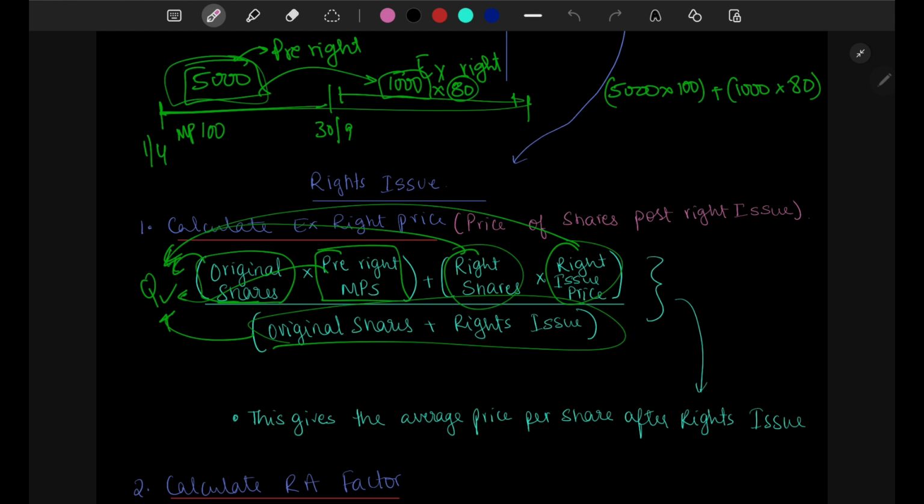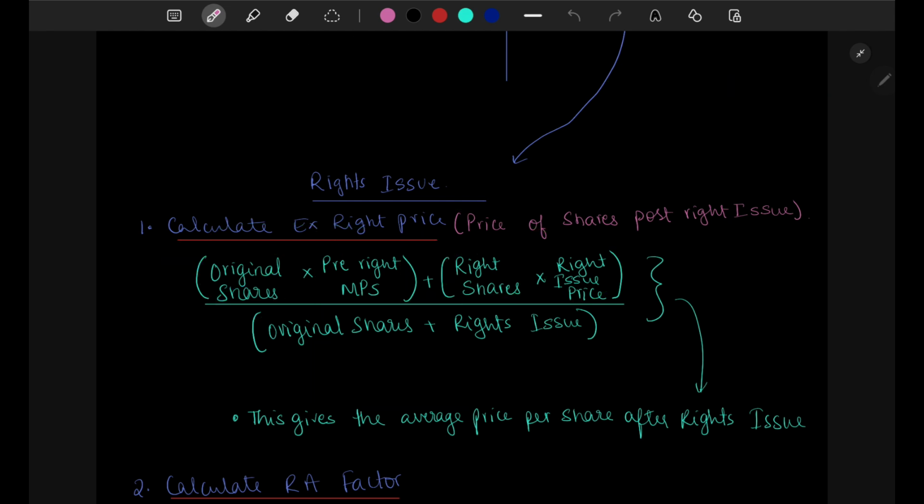Then we'll divide it by the number of shares. There were 5,000 original shares and then 1,000 rights shares. So this will be 5,000 into 100, that is 5 lakh, plus 1,000 into 80, that is 80,000. So 5,80,000 in the numerator, divided by 6,000, which gives us 96.67 rupees. This is the x-right price, the price after the rights issue has been made. I'm sure the first step is clear, right?